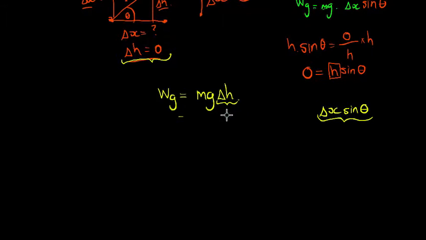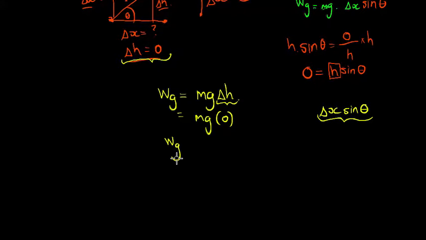But in this case, we don't have it because we're not moving upwards. If we're not moving upwards, delta h is 0. So what is the work done by gravitational force? Zero. It's not adding energy. Even if I add it or subtract it, it's not doing anything to the system. Does that make sense? Yes.